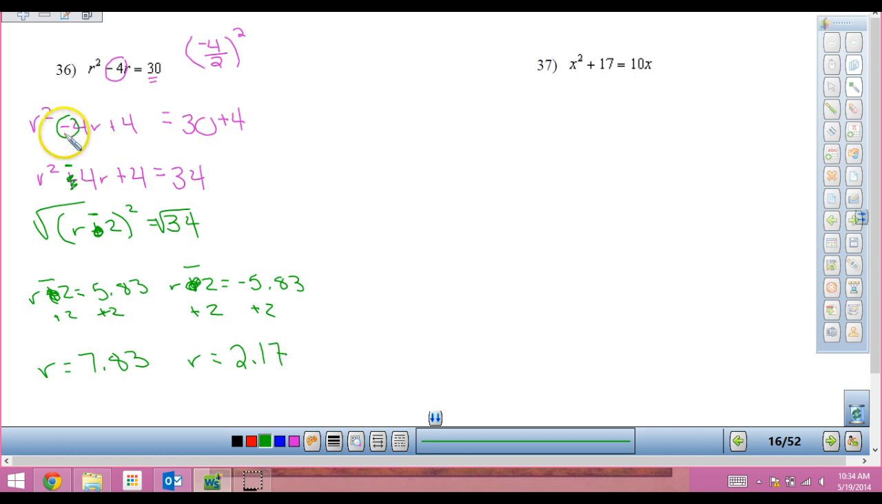Okay, right up here, I just rewrote it wrong. So this needs to be a minus 4. And if that's a minus 4, then this has to be r minus 2 squared, because I need a negative 2 plus a negative 2 to get me to a negative 4.